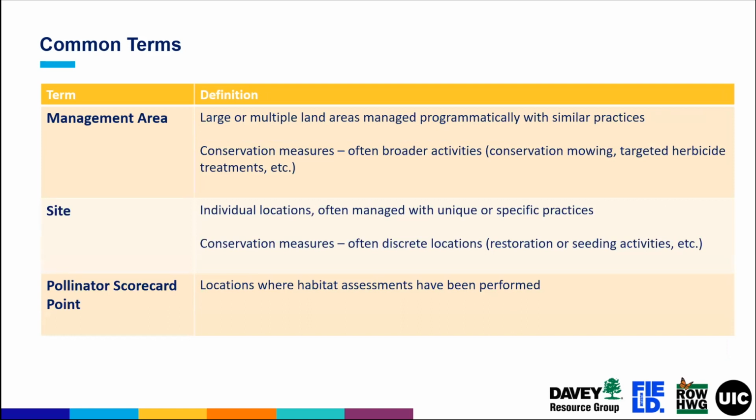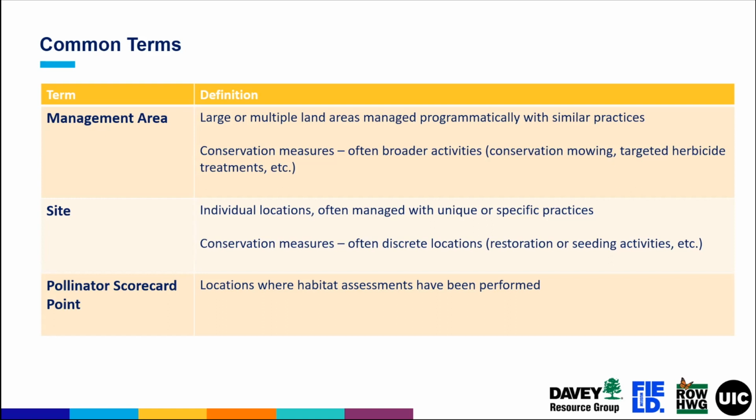Okay, a couple other common terms, again, to make sure we're all on the same page as we're talking about importing data into the database. The main feature types used in the database are management areas, sites, and pollinator scorecards. The first two, again, can be used somewhat interchangeably. It depends on how you want to define the areas that you're managing for habitat. Typically, we think of management areas as large or multiple land areas where you're using a similar programmatic practice, such as conservation mowing or a targeted herbicide practice, happening across these large swaths of land. So those management areas are all being treated in a similar way.